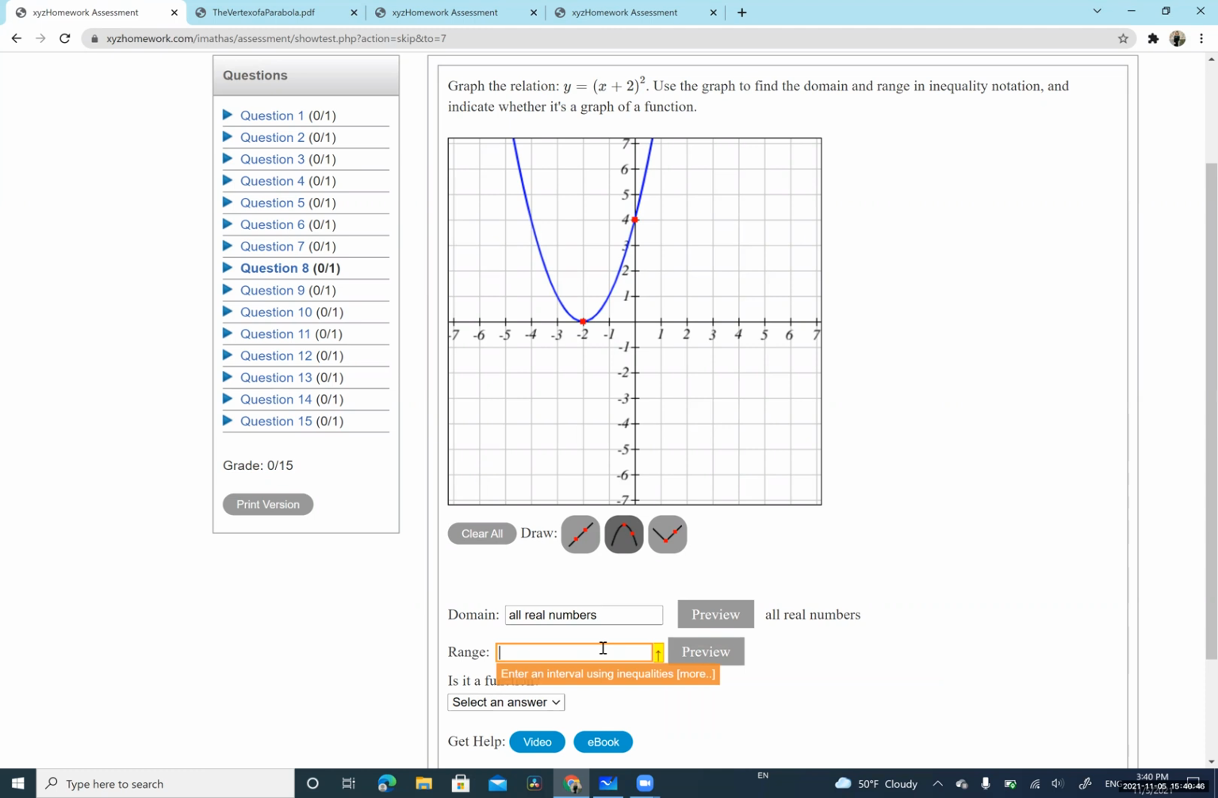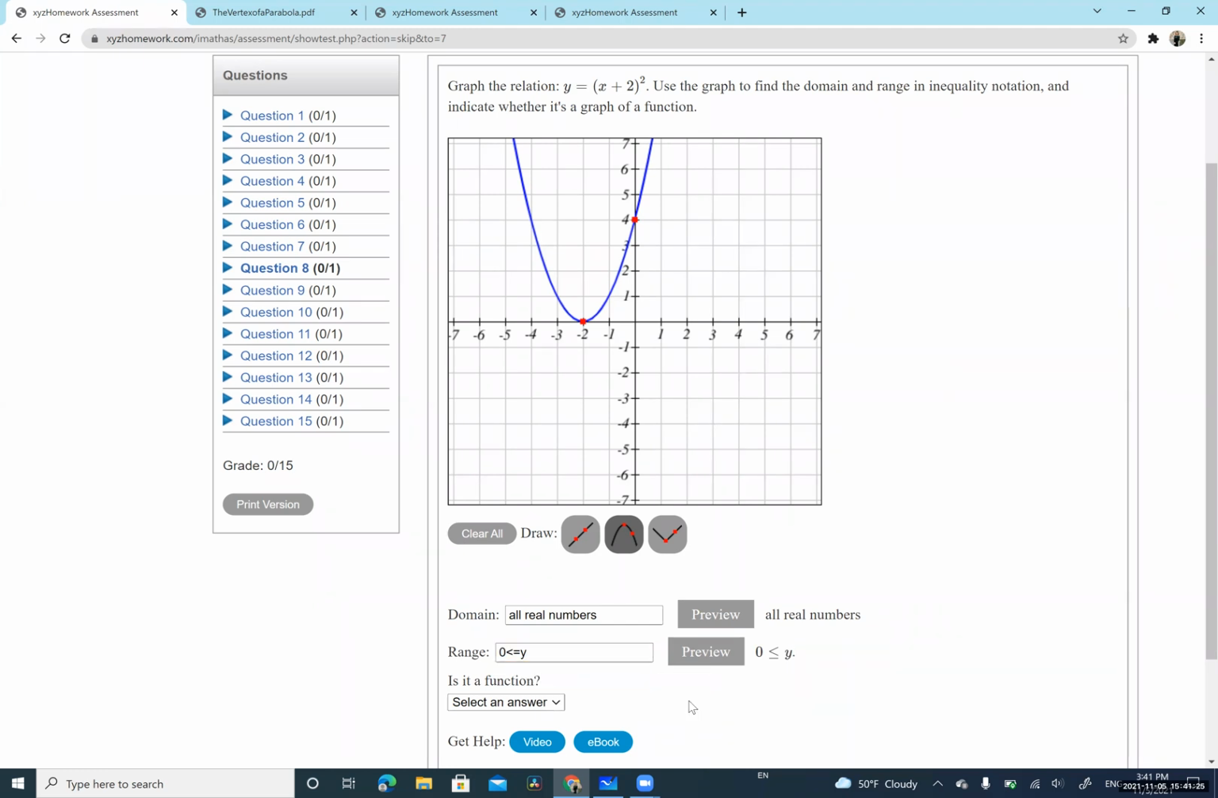So the range is how the graph extends vertically. Take a look at the y value, not the x value. It extends from 0 to infinity, right? So the range will be from 0 to infinity, which means 0 is the lowest point, the smallest value that y can get. So 0 less than or equal to y. Okay.